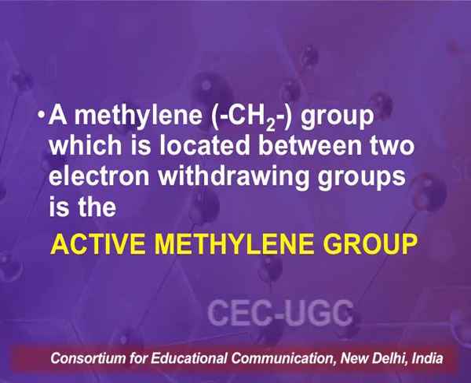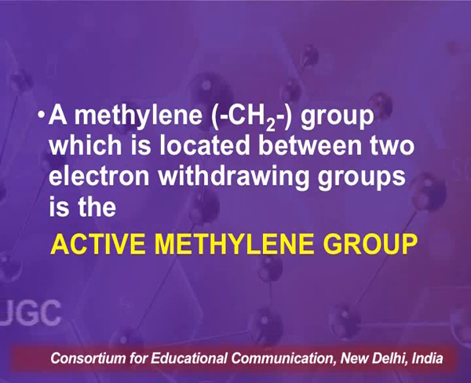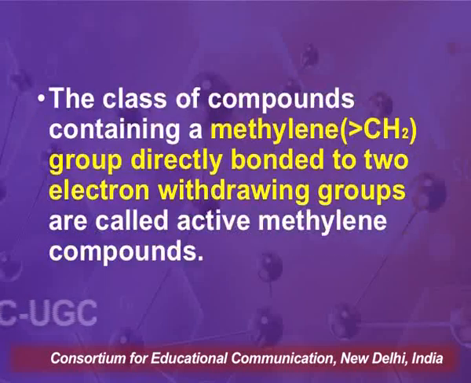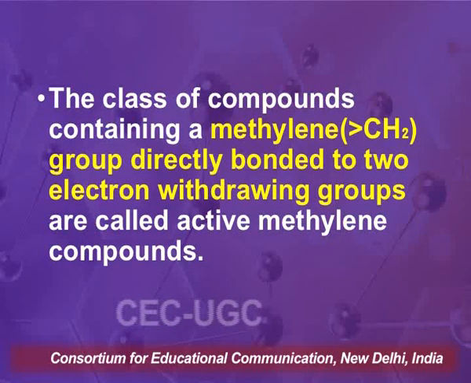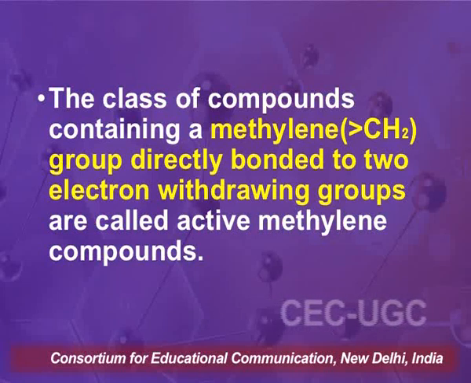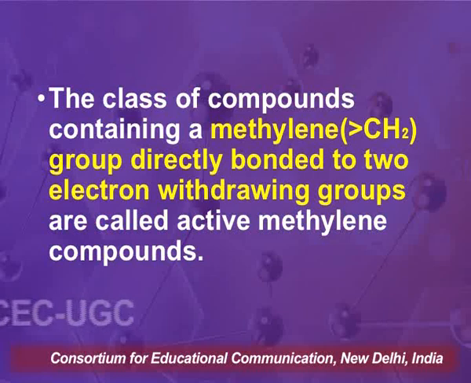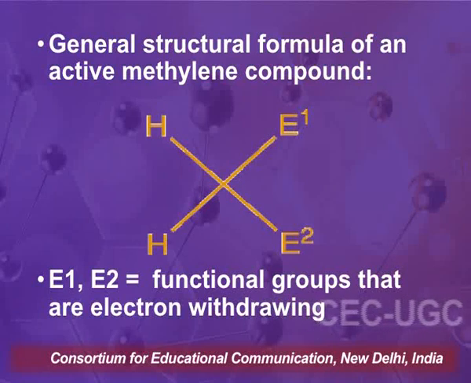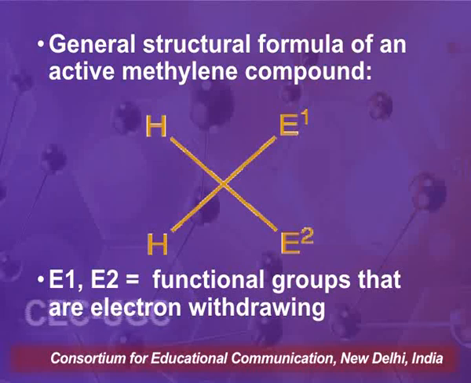On the other hand, when a methylene group is located between two electron withdrawing groups, this group becomes reactive in nature and we call it an active methylene group. The class of compounds containing a methylene group directly attached to two electron withdrawing groups are called active methylene compounds. So let us look into the general structure of an active methylene compound.